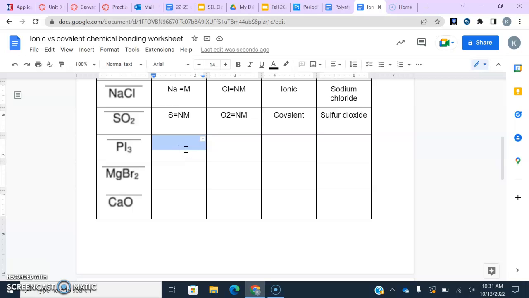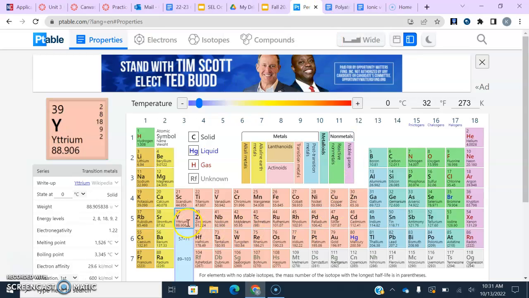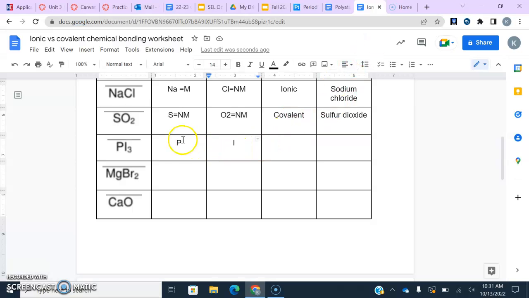Here we have phosphorus as our first, and iodine as our second element. Let me go to my table, and I'm going to find these 2 elements. Okay, phosphorus is right here. He's on the right-hand side. He's green, so he's a nonmetal. Iodine is also a nonmetal. So I'm going to go back and say that they're both nonmetals.